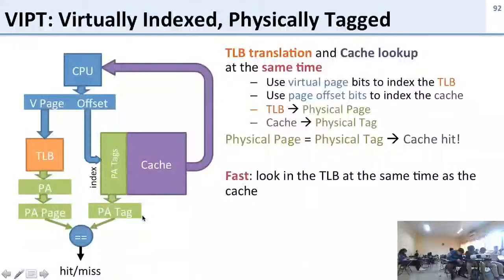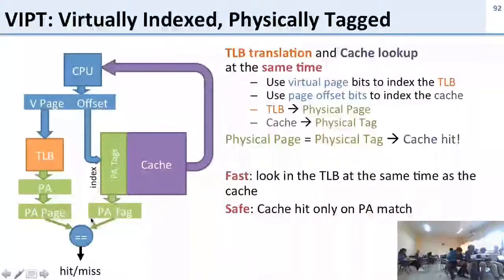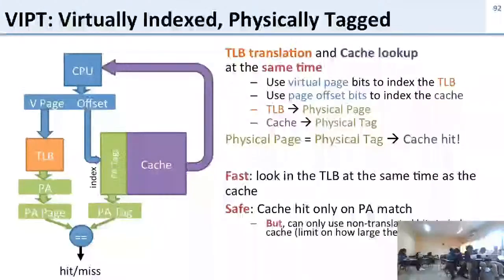So this has the benefits we want. This is fast. We don't have to wait for the TLB before we look in the cache. We can look in the cache right away and look in the TLB at the same time to see if we get a hit. But it's also safe because we compare the physical address tags, so we're guaranteed to only get a hit if it's really the right physical address for our program.